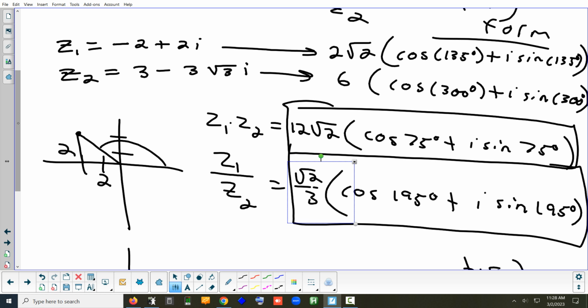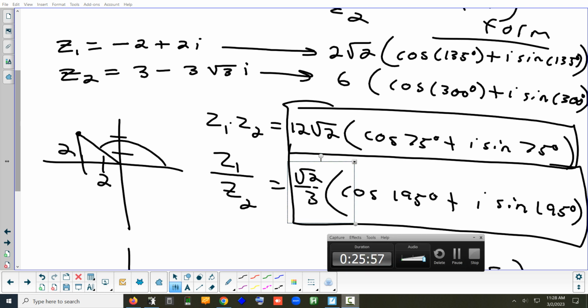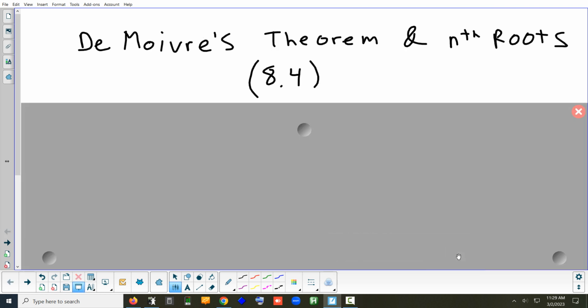So, any questions on multiplying or dividing? Okay, so that's 8.3. We saw how to multiply in trig form. We saw how to divide in trig form. And now we're going to look at how to raise something to a power in trig form. Normally, I also look at how to take a root, which is the opposite of raising to a power, but we'll just look at raising to a power.